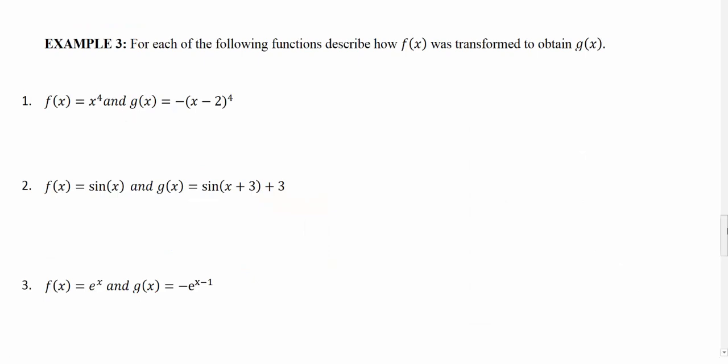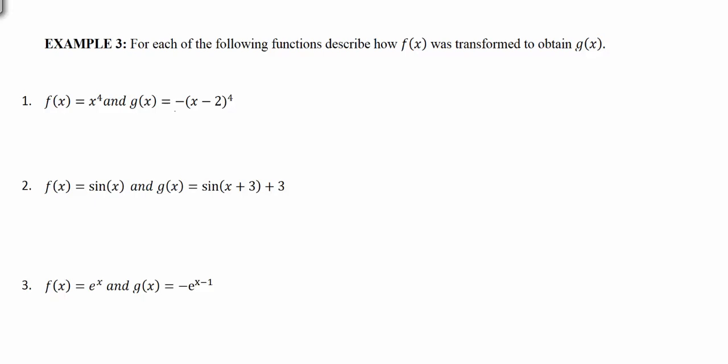For example 3, we want to use words to describe how these functions were transformed to obtain the new function. So for the first one, number 1, we have f of x equals x to the 4th, and g of x equals (-x minus 2) all to the 4th.